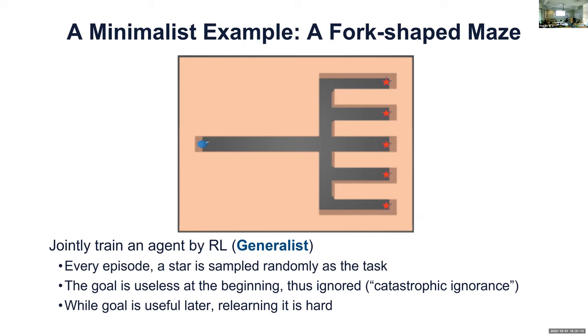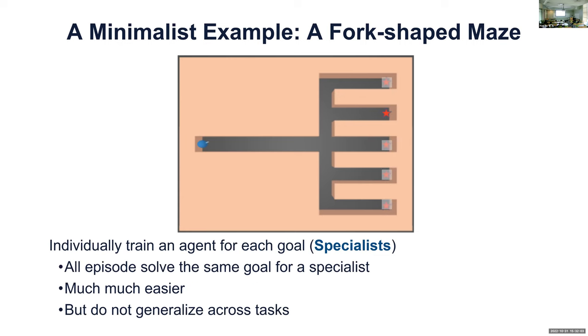Like originally for your input, there is the state and there is the task encoding, whereas the network just ignores the task encoding. Until it reaches here, when it continues to move, the agent actually has to be aware of the path that it needs to take. However, just in the early stage, the network has decided to ignore the task encoding. And after it reaches here, it's actually very difficult to relearn that the task specification part of the input is useful for accomplishing the goal. Okay, so because of catastrophic ignorance, the network finds it hard to relearn the relevance between the goal and the task encoding, so the generalist is very slow to train in the latter stage.